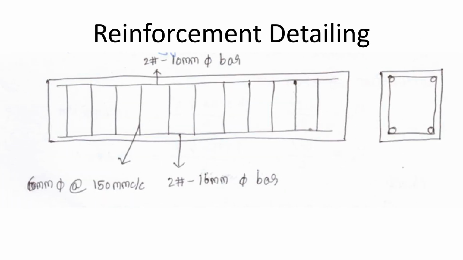This final slide illustrates the reinforcement detailing of the beam, clearly showing the arrangement of the main reinforcement bars, hanger bars, and shear reinforcement. 2 number of 16mm diameter bar is provided as main reinforcement at the bottom, and 2 number of 10mm diameter bar at the top as hanger bars, and 2-legged 6mm diameter stirrups at 150mm center-to-center spacing as shear reinforcement. With this, the design of simply supported beam is covered.